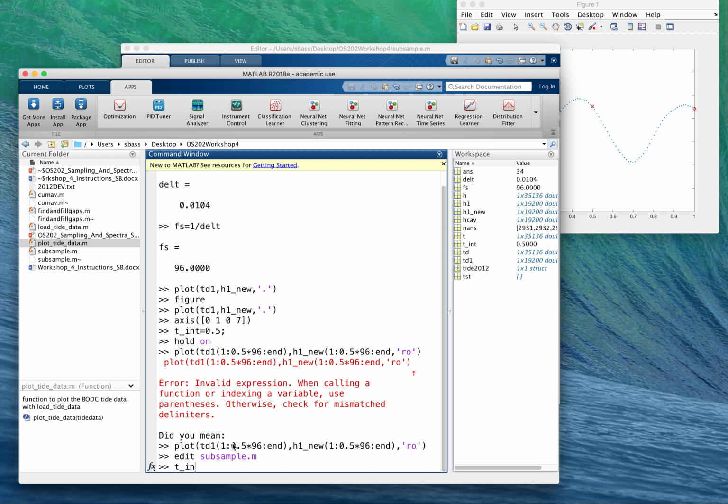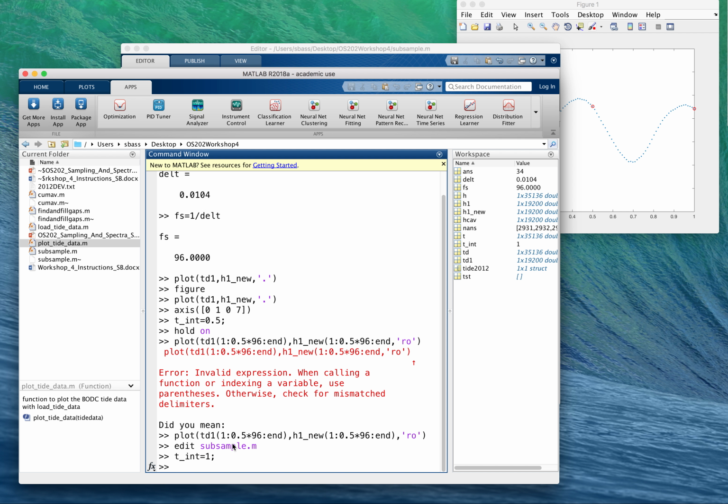So t int is equal to 1. Let's just try 1 every day, see what happens. That means we get an output of td subsampled and h1, I can't be bothered to write the whole thing out, let's just call it h subsampled. And we want to call that function, and we're going to pass it td1 and h1 new, and we are also passing it our time interval.